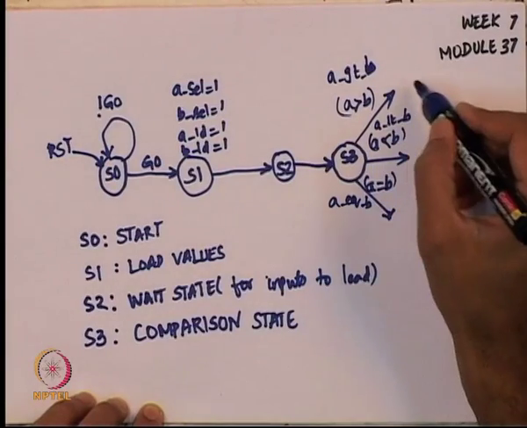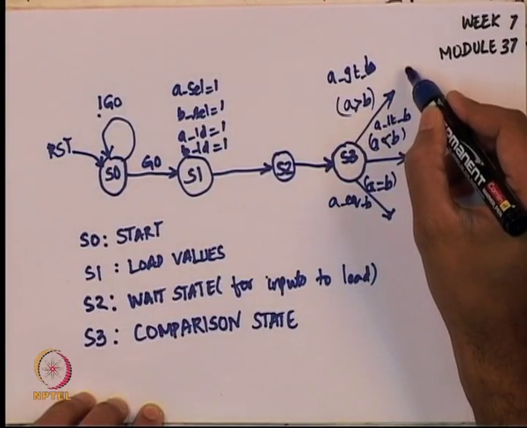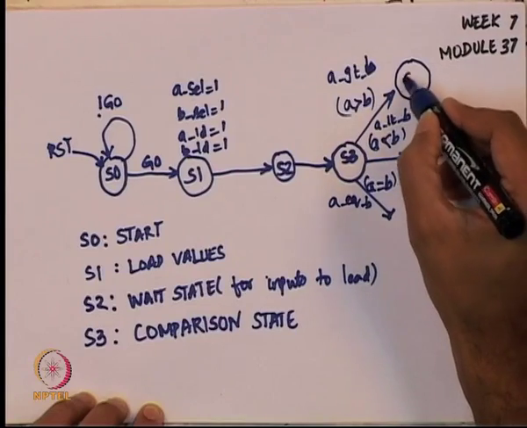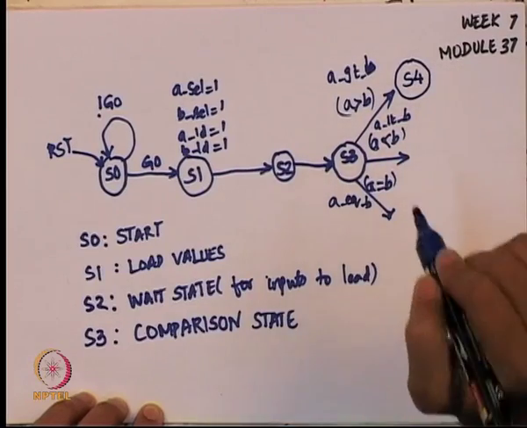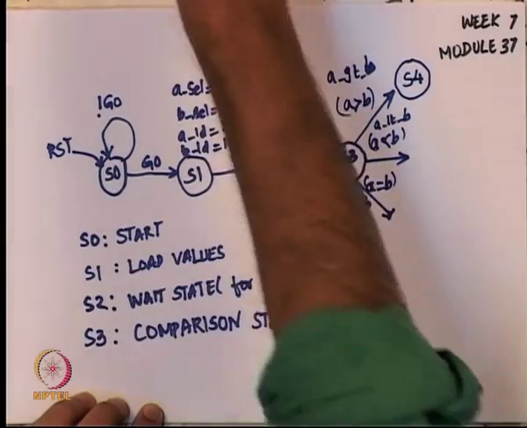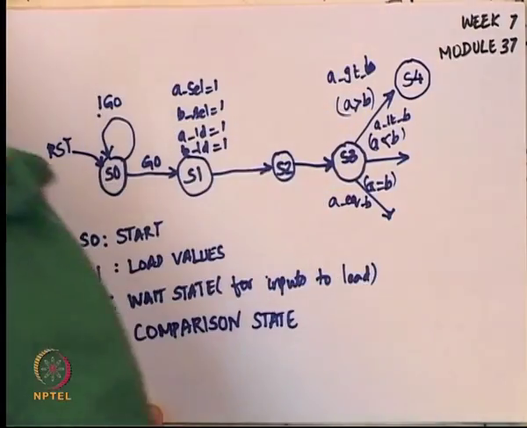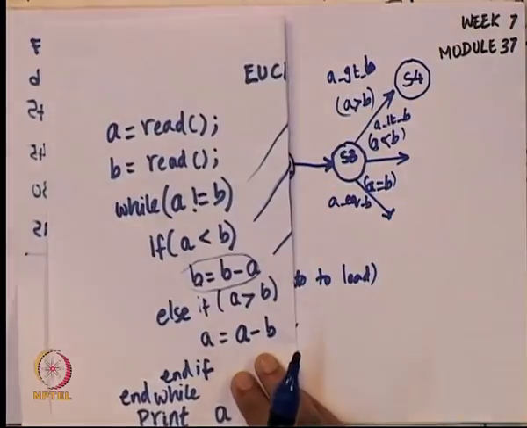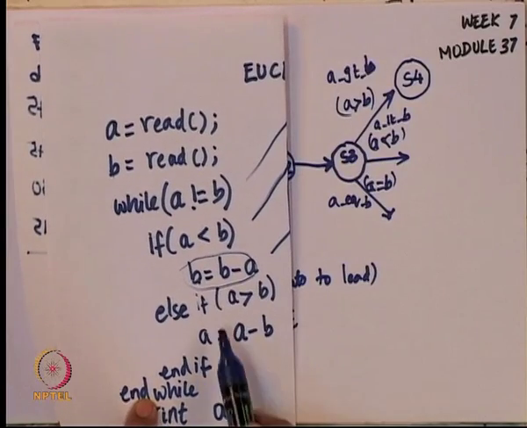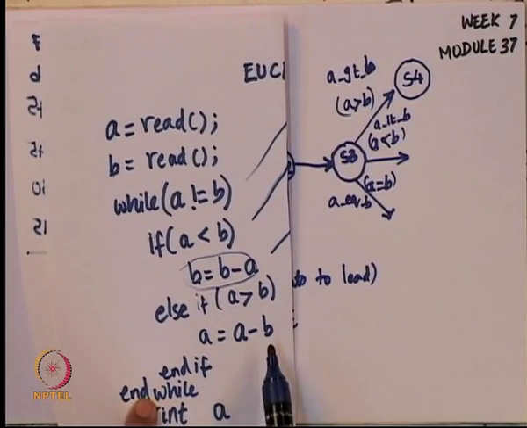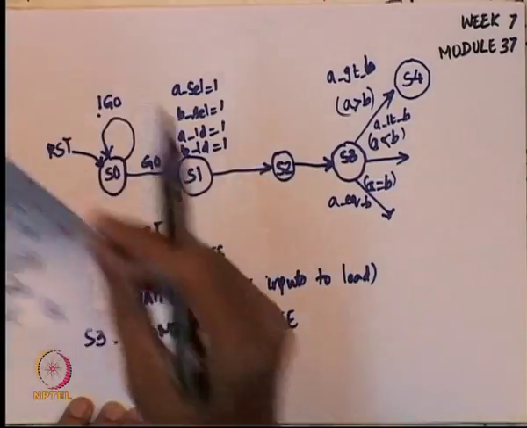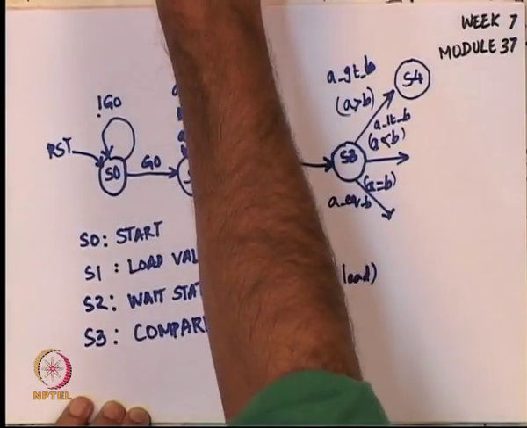So, when A is greater than B, I am going to go to a state called S4, and what is this state supposed to do? Let us go back and look at the algorithm. If A is greater than B, A equals A minus B. Now, let us look at the data path.